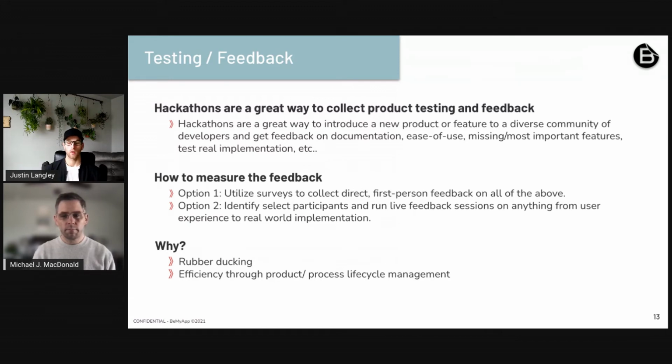Option 2 would be going a step further and selecting participants and running live feedback sessions with them. That can be anything from user experience to real world implementation. So perhaps you've identified a hacker at your event who has been very proactive in using the technology and reaching out to your mentors. Maybe you want to offer to pay them a stipend for getting on a 1 or 2 hour Zoom call, having them click through your API documentation, everything, and answer live questions.